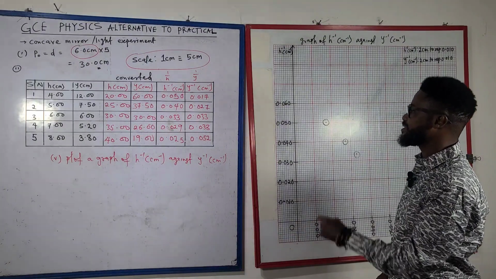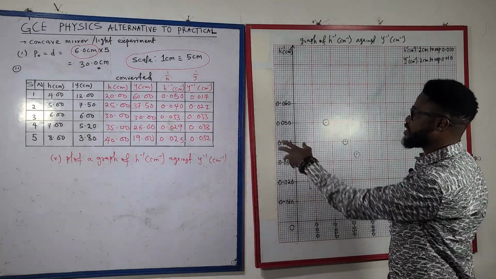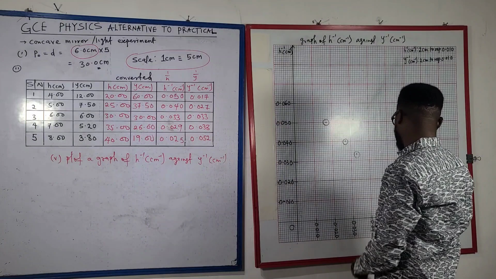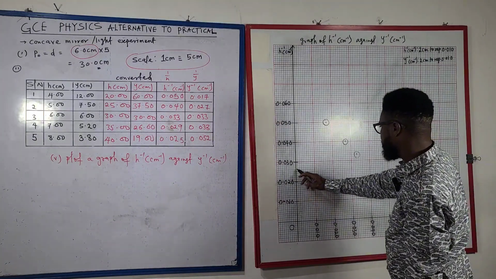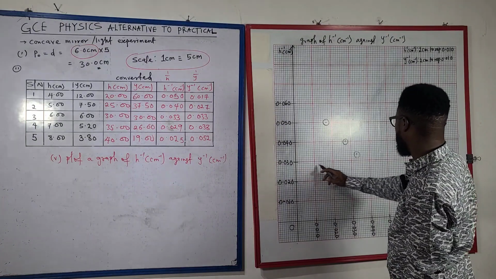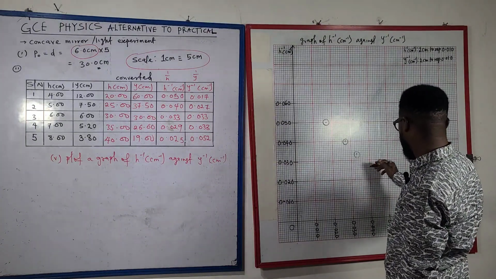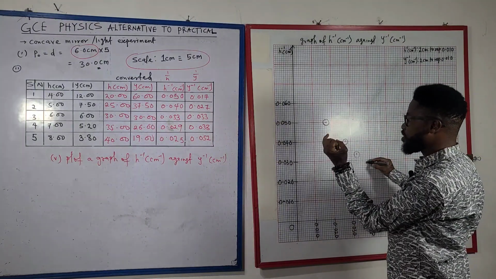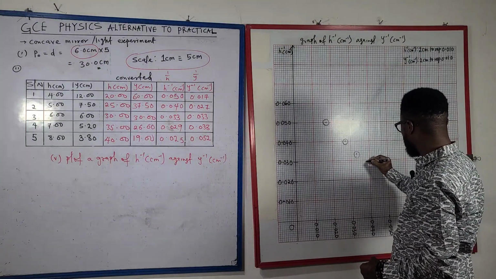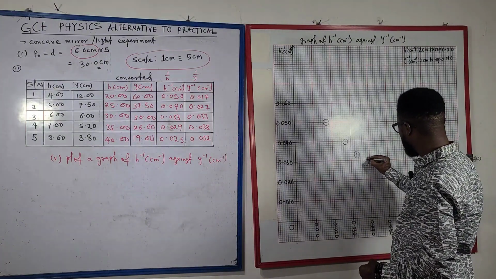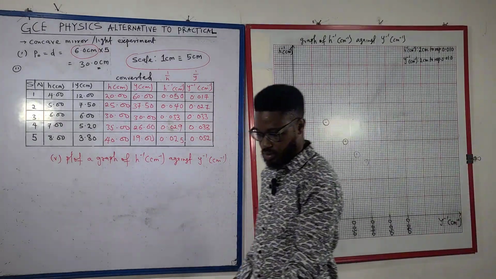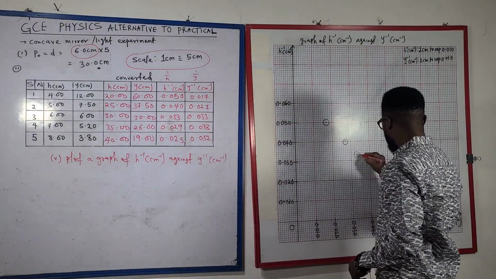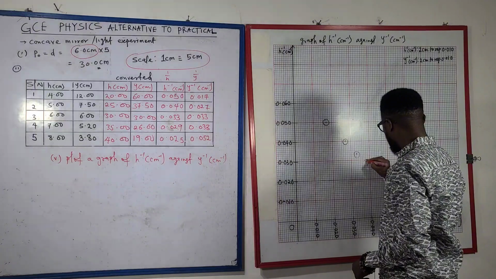And then the next one is 0.029 for the vertical axis and 0.038 for the horizontal axis. 0.029, that should be here. 0.038 is somewhere here. So I got my points. Okay. Let me make use of my red marker. Okay, I got my point.